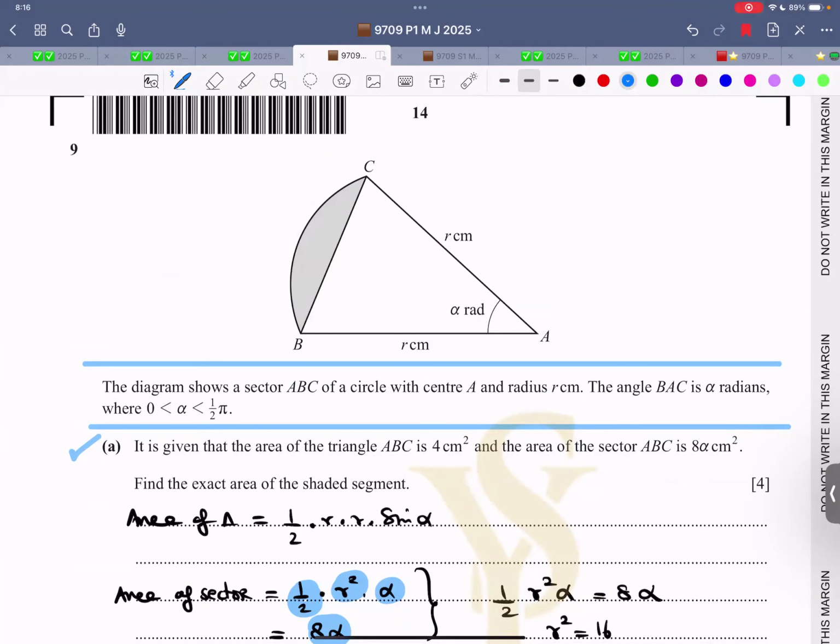It says the diagram shows a sector ABC of a circle with center A. And I feel that this one paper has a lot of things in it. I would be focusing on the examiner report after this question, because unless and until you are very thorough with the examiner report, it's a big issue.